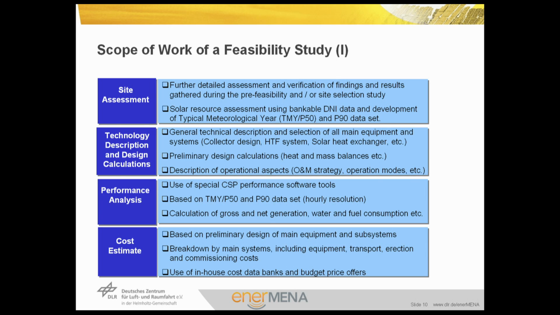The technology description and design calculations will include general technical description and selection of all main equipment and systems. Here you will find the heat transfer fluid, for example. The solar heat exchanger shall be precisely calculated in the feasibility study in the case that the solar heat exchangers are the interface between two different EPCs, which is the case sometimes.